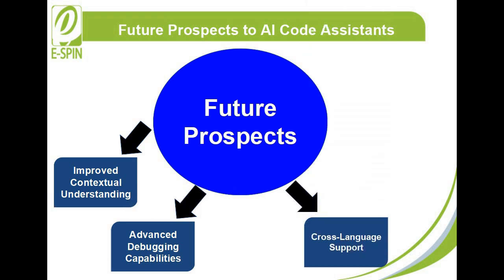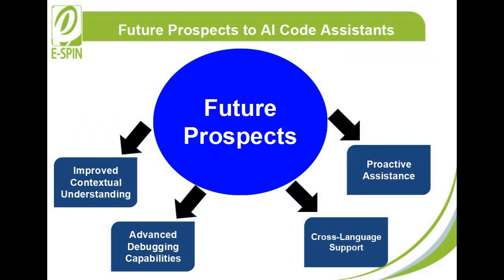3 is cross-language support. As programming environments become more heterogeneous, AI code assistants will support multiple languages and frameworks seamlessly. 4 is proactive assistance. Instead of merely responding to input, future AI assistants will proactively suggest improvements and optimizations, identifying potential issues before they arise.